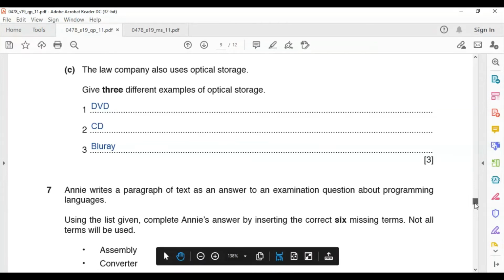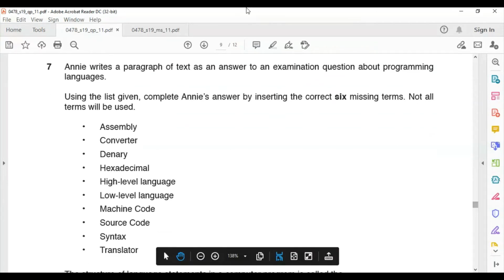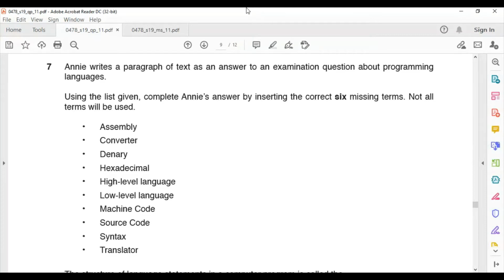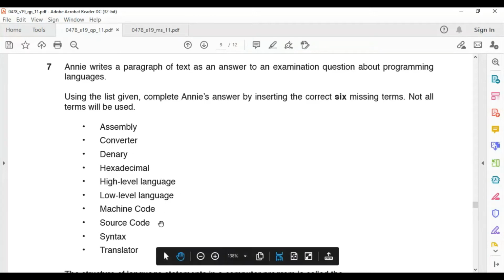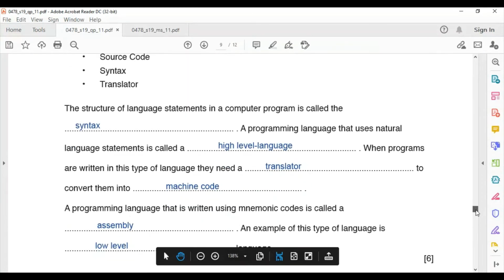So next. Annie writes a paragraph of text as an answer to an examination question about programming languages. Using the list given, complete Annie's answer by inserting the correct 6 missing terms. Not all terms will be used. Okay, so the terms given here are assembly, converter, denary, hexadecimal, high level language, low level language, machine code, source code, syntax, and translator.